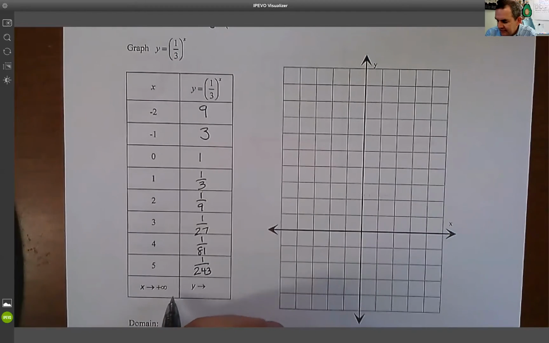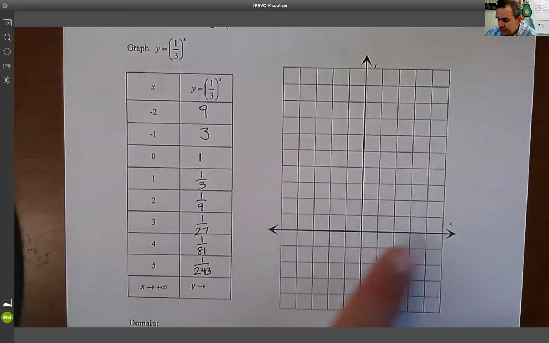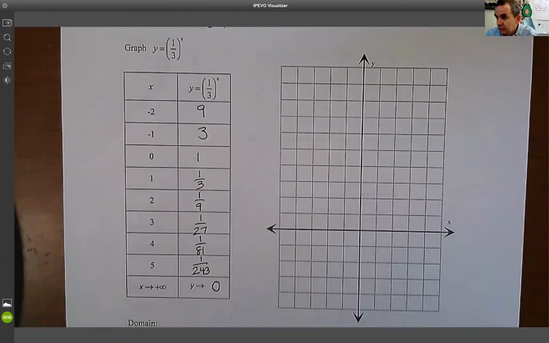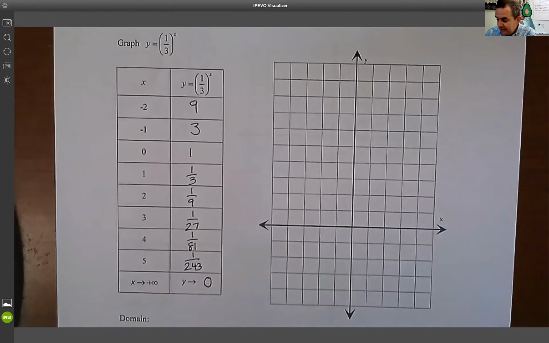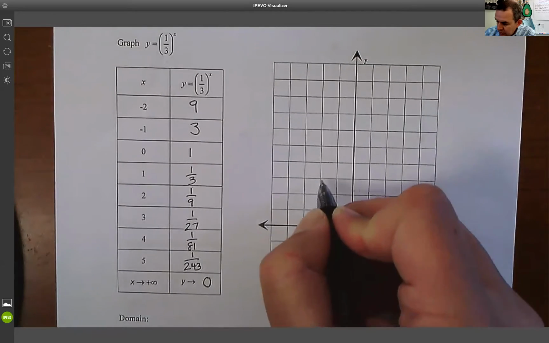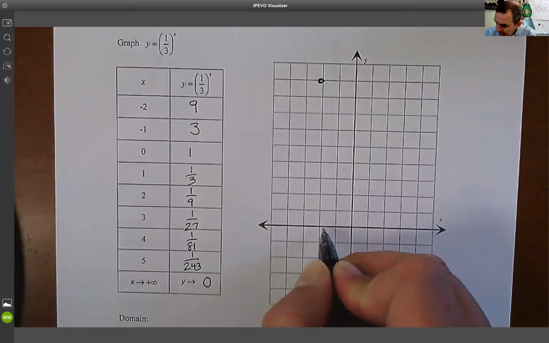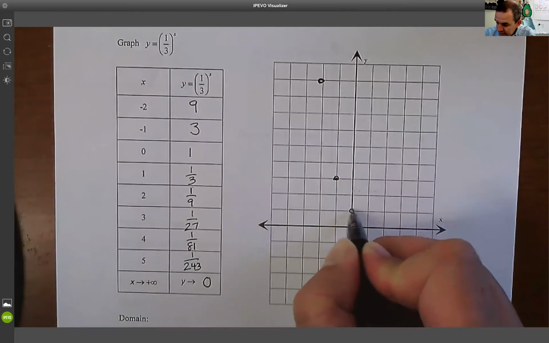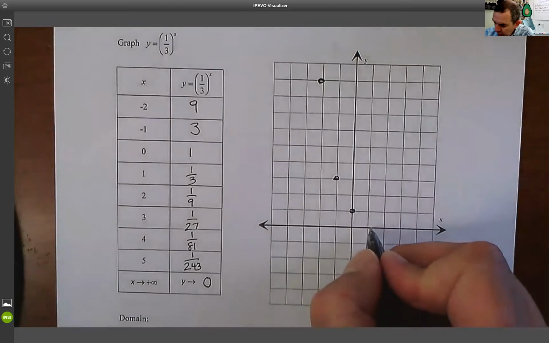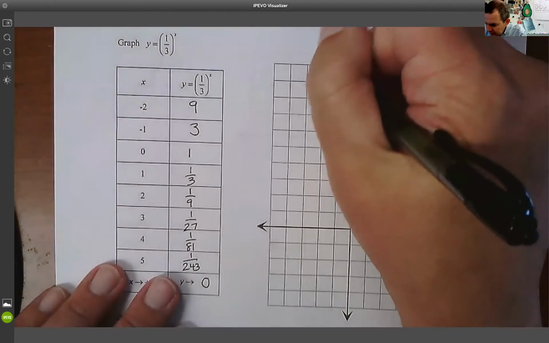So what we're noticing is X is getting larger. As X gets larger, as X goes this way, Y is actually approaching 0. Notice my values are getting lower and lower. So if we plot this: -2, 9, -1, 3, 0, 1. Hey, look, there's that 0, 1 again. We have 1, 1/3, and we keep going down this way.